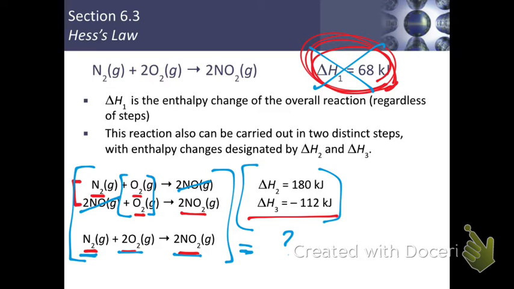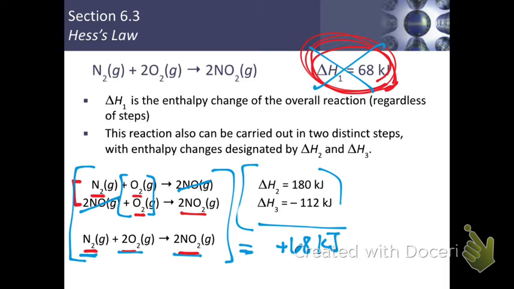We didn't have to cancel full reactions or anything. So all we're going to do is take 180 minus 112, and we get 68, which is exactly what I had up on the top. So plus 68 kilojoules. Well, then why would they give us the equations if we could just add them? Is that what you're asking?